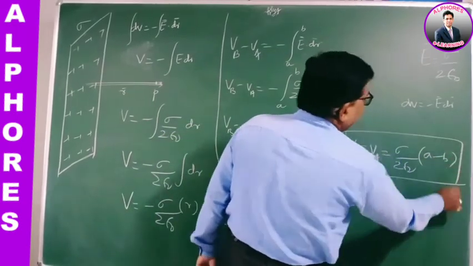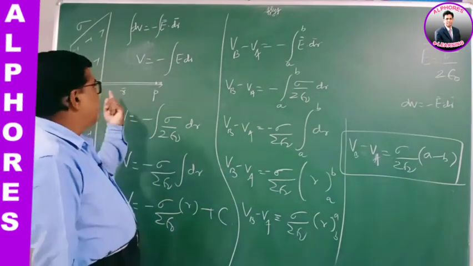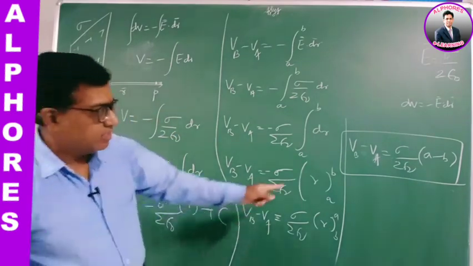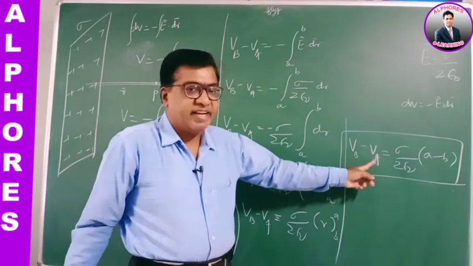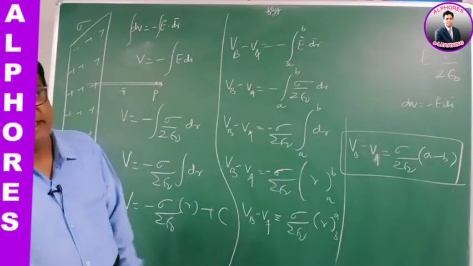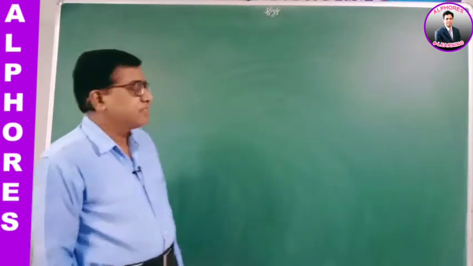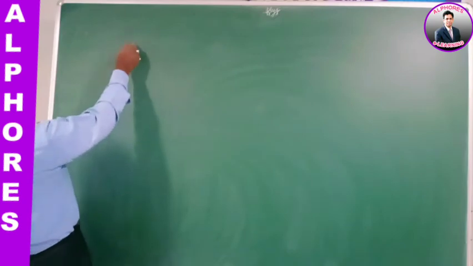So this way you can find out the potential difference between 2 points due to an infinite charged sheet. Potential difference between B and A, so VB minus VA, it's sigma by epsilon naught into A minus B, like this. Okay, so this way for an infinite sheet. A question was given based on this one.